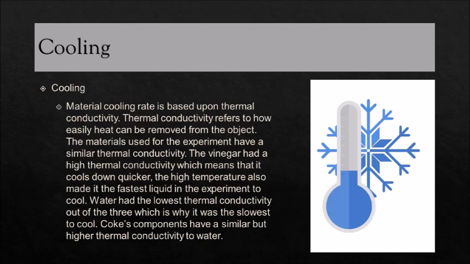The experiment also showed some characteristics of cooling in elements in which we saw thermal conductivity, and that refers to how easily heat can be removed from an object. The materials used had a similar thermal conductivity, but the vinegar had a higher thermal conductivity, which means that it cools down quicker. The high temperatures also made it the fastest liquid in the experiment to cool. The water had the lowest thermal conductivity out of the three, and that's why it's the slowest one to cool down. And the Coke's components had a similar but higher thermal conductivity than water.